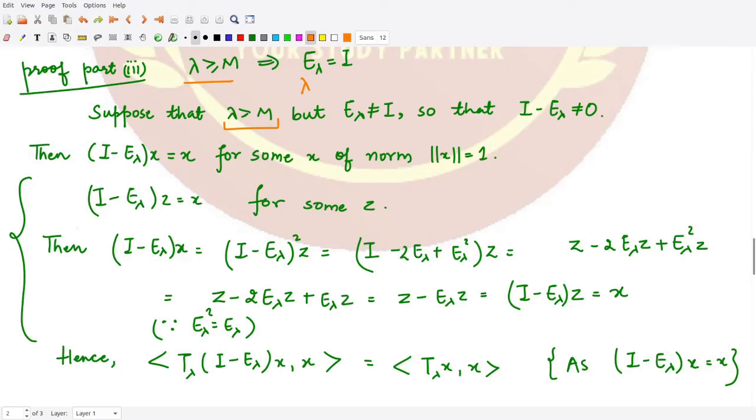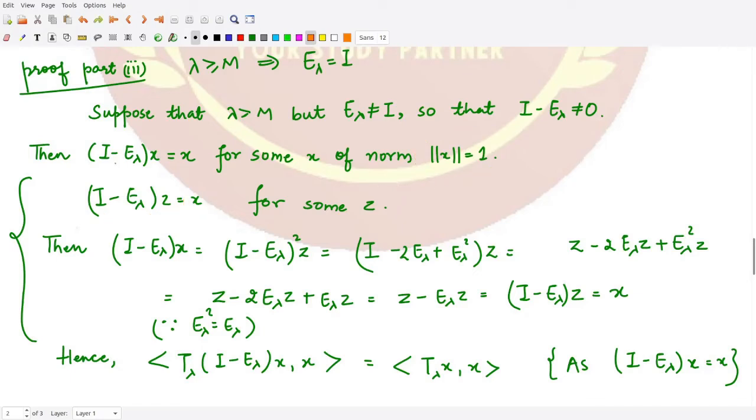So in this case, we assume that lambda is strictly greater than m, and for that, let's proceed by the method of contradiction. E lambda is not equal to the identity operator. If that is so, that means I minus E lambda should not be exactly equal to the 0 operator, right? So there should exist some z such that whenever you apply I minus E lambda onto z, you obtain some non-zero element, say x, and we consider the norm of that x to be equal to 1.